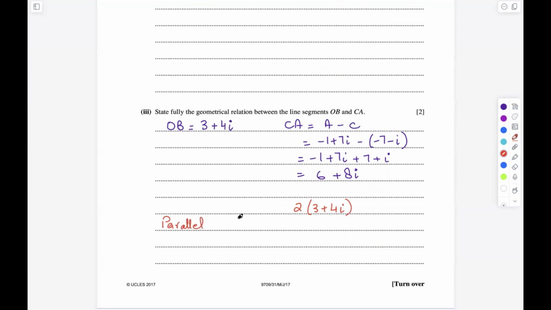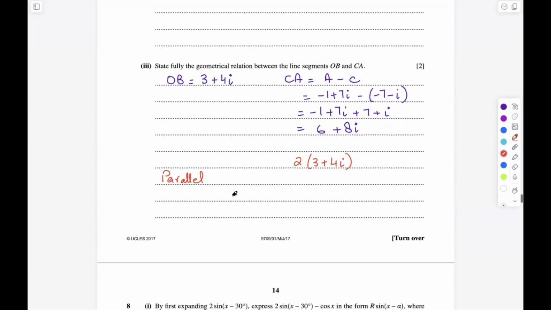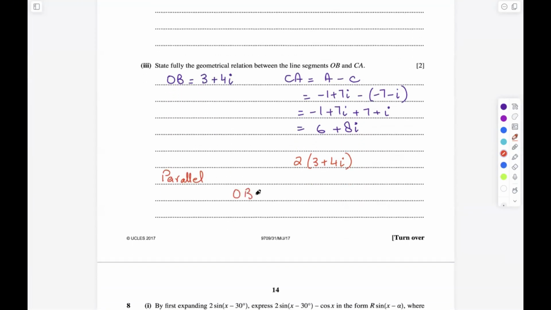And for the second mark, we'll have to give the ratio. So the ratio of OB to CA will be 1:2. Or we can also write it as CA is basically twice of OB. Both answers will be marked correct.